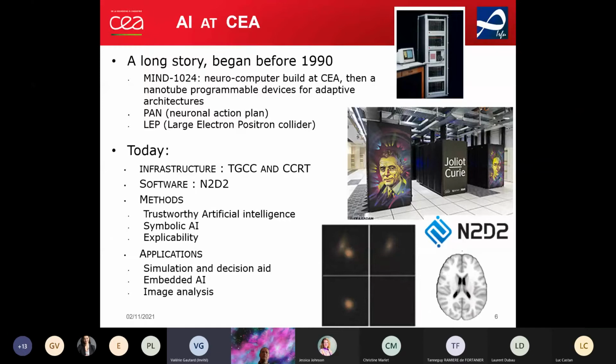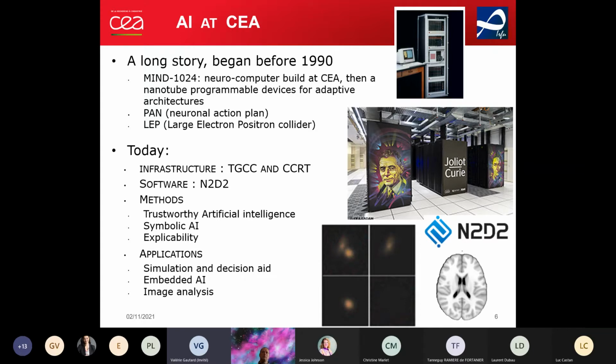Persons from high energy physics and nuclear physics are gathered in PAN and used neural networks before 1990. The lab at CERN in Geneva already used machine learning methods for reconstruction of the physical event. That's for the story of AI at CEA.